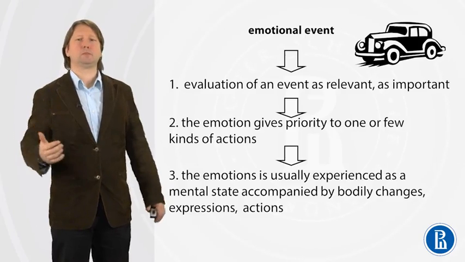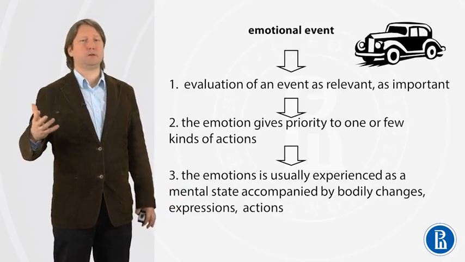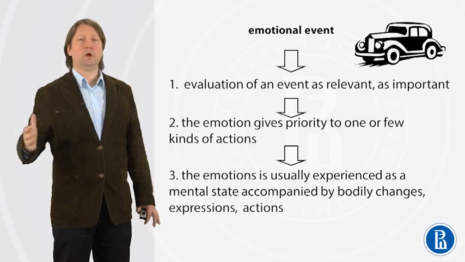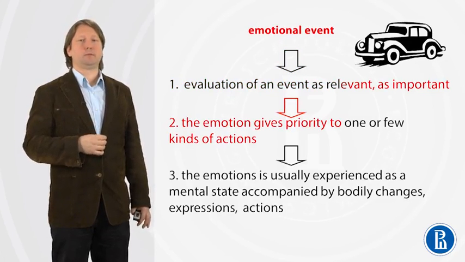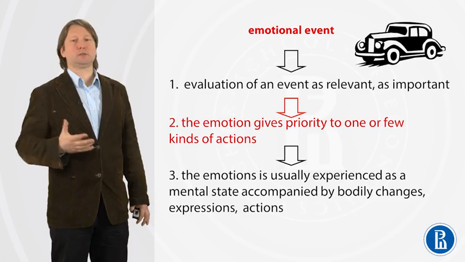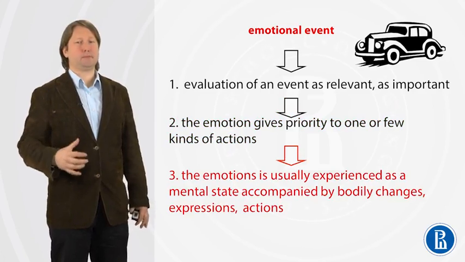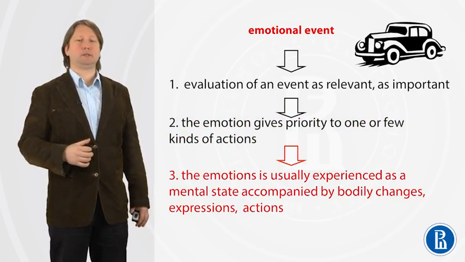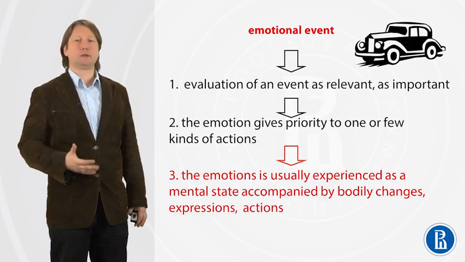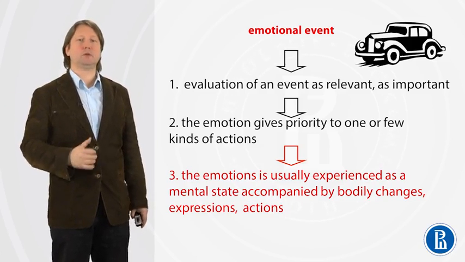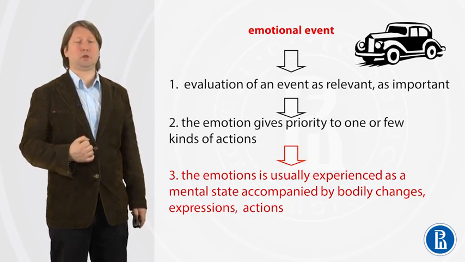So we can illustrate this process using an example. For example, you are approached by a dangerous car, and what would you do? You first evaluate this event as relevant, as important for you. Next, emotions give a priority to one or two actions. For example, you will jump away from the street, and finally you will experience your emotions as a mental state accompanied by body changes, by expressions, by also actions. So within this process of emotions, you evaluate external objects and you select your action based on this evaluation process.